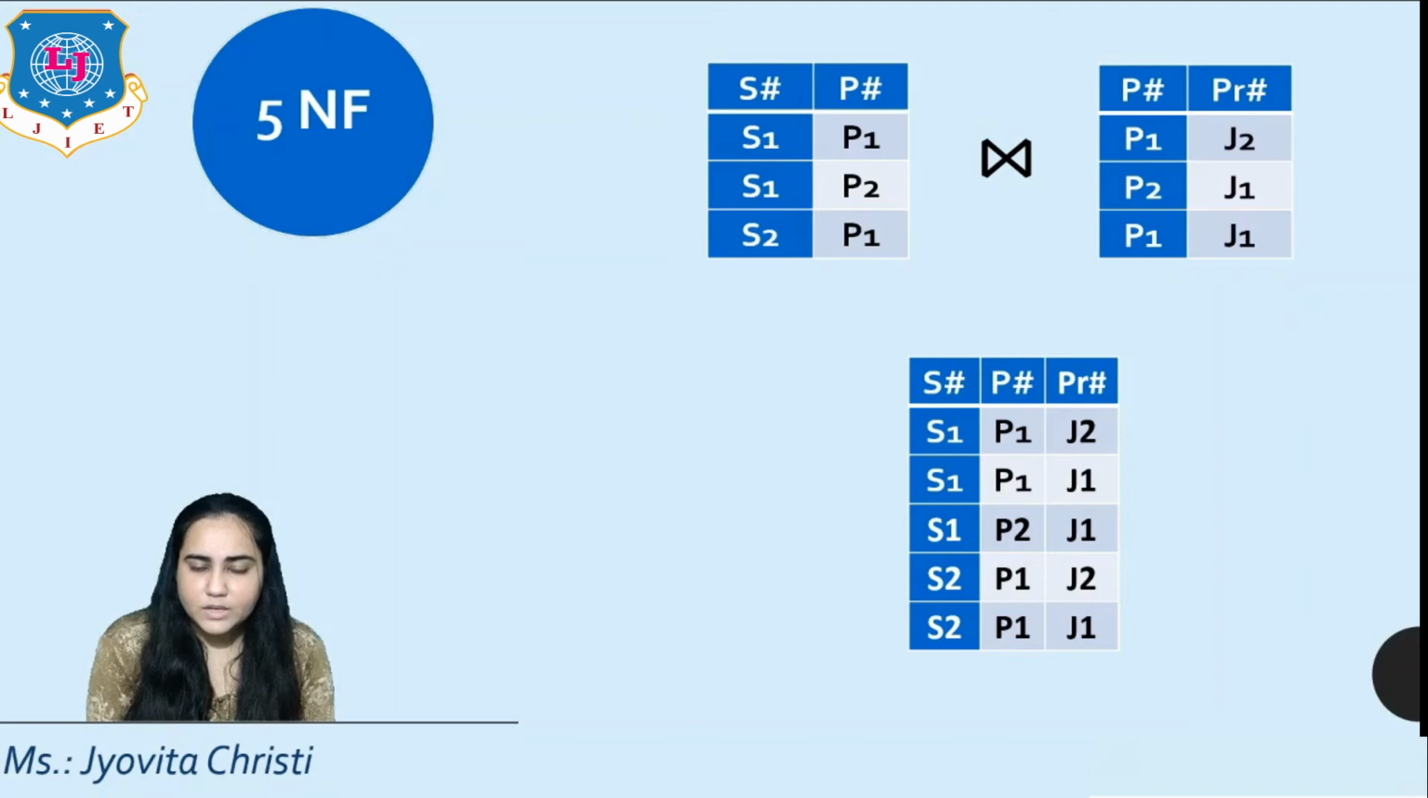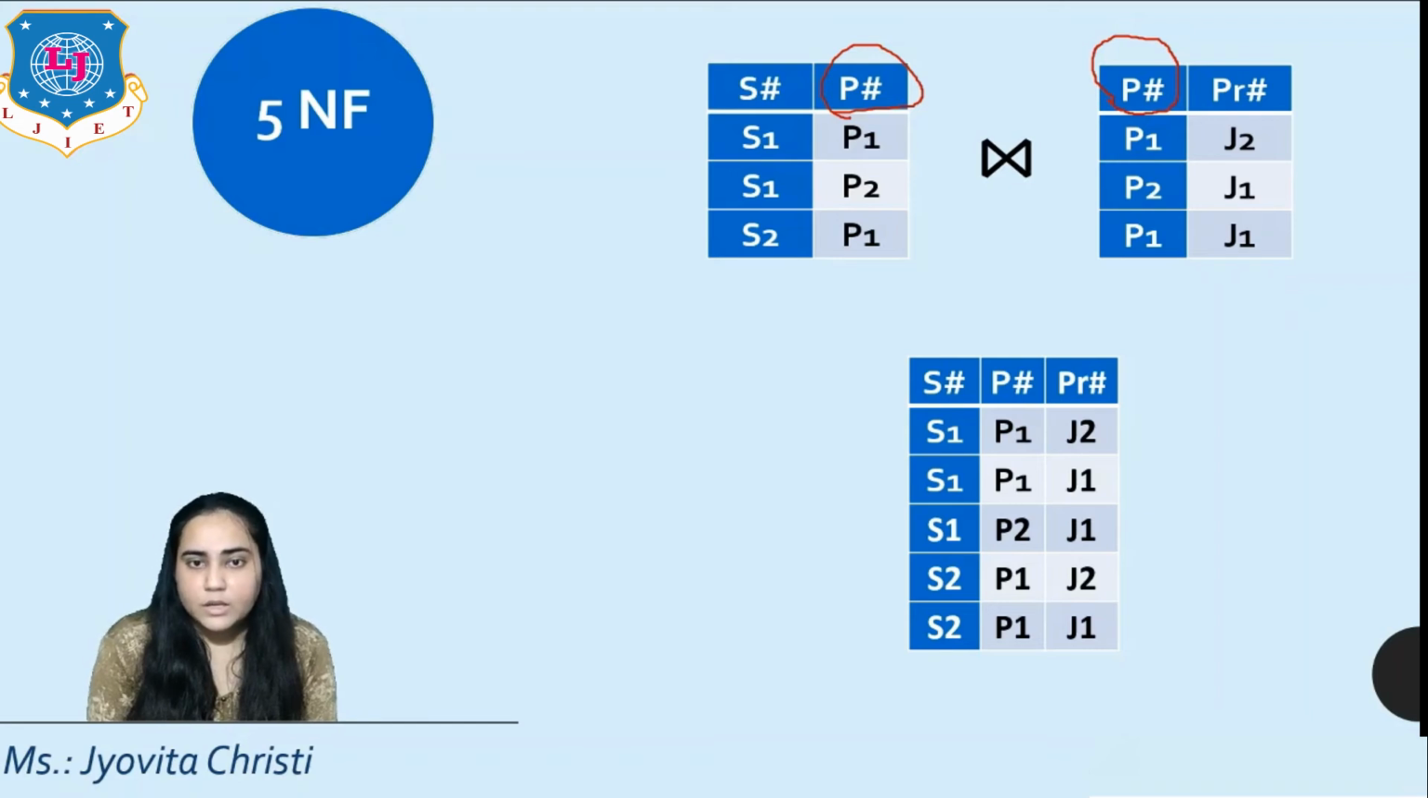Now let's understand how this natural join is happening. Natural joins always work based on a common column between two tables. So which column is common between the two tables on the top? You have P# in both the tables. So of course your natural join will be performed on the basis of P#.